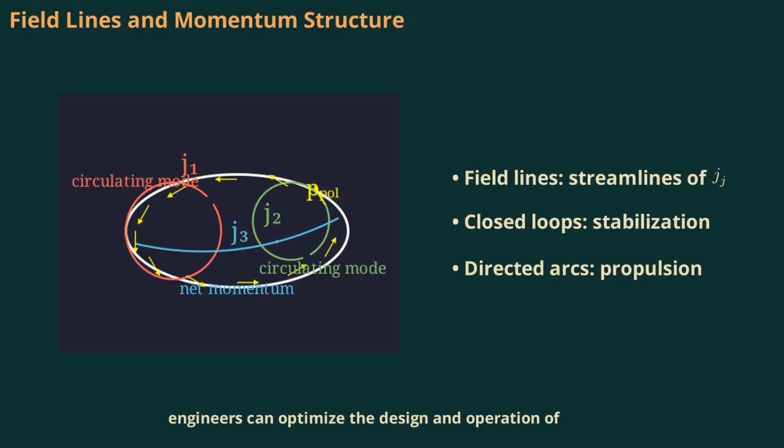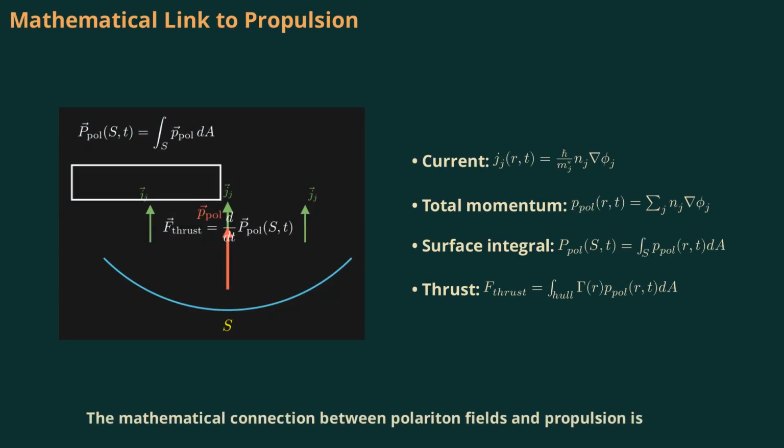By analyzing these patterns, engineers can optimize the design and operation of the propulsion system for maximum efficiency and responsiveness. The mathematical connection between polariton fields and propulsion is made explicit through the definition of polariton current and momentum. For each flavor, the current density Jj is given by the phase gradient and density, while the total momentum density p_pol is the sum over all flavors. These quantities are integrated over the hull surface to determine the net force and thrust generated by the system.